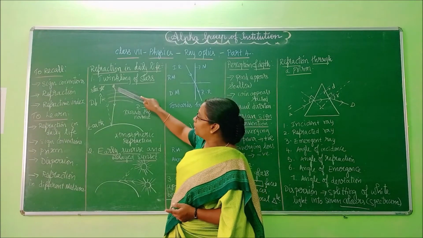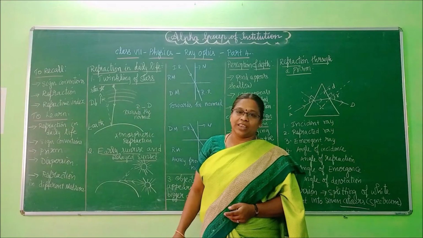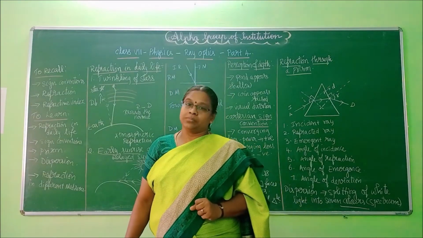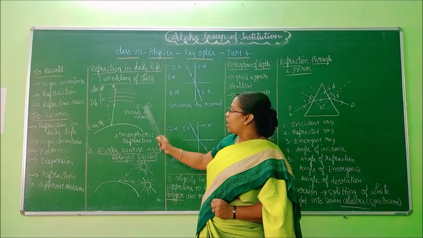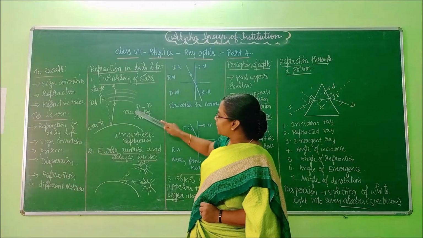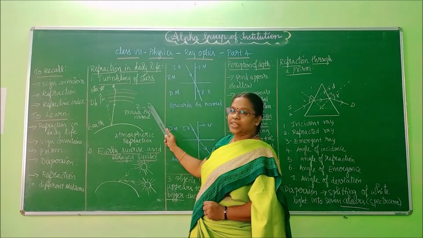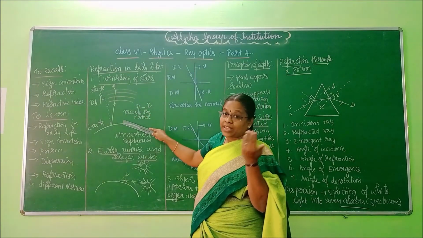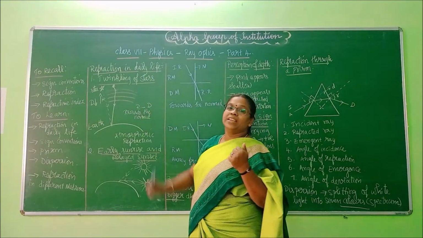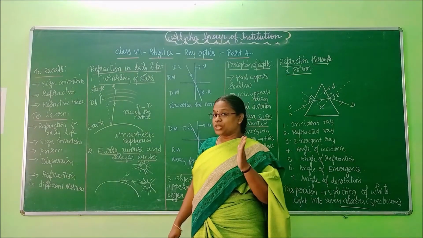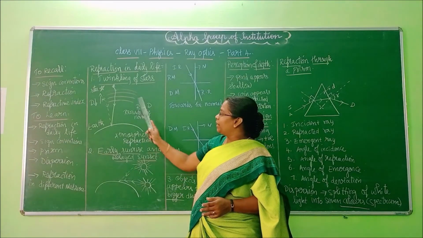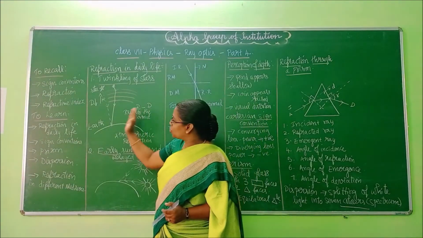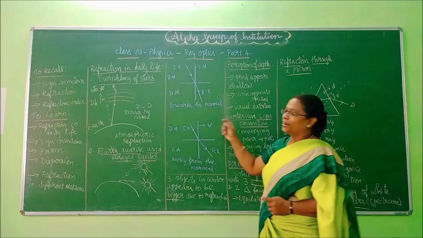So due to multiple reflections at different layers, for us the stars appear to be glittering. Clear, children? Right. So now the light travels from rarer medium to denser medium because of less density. As we come down, density increases. As we go up, density decreases. Don't get confused here. So the light travels from rarer to denser medium, so the light will take a bend towards the normal as we saw here.